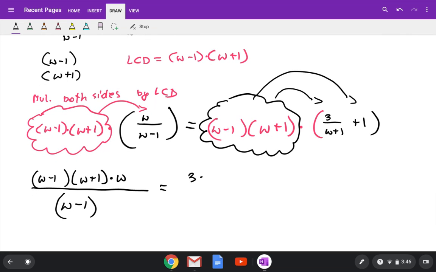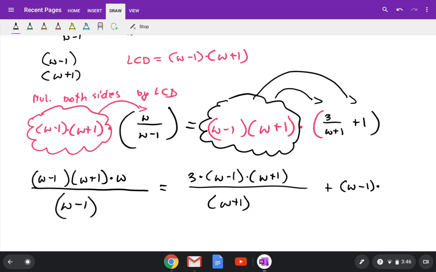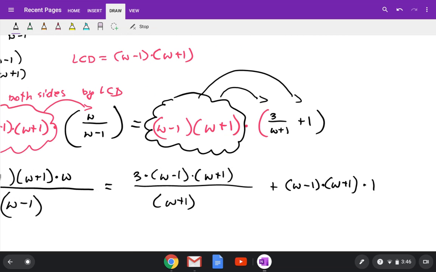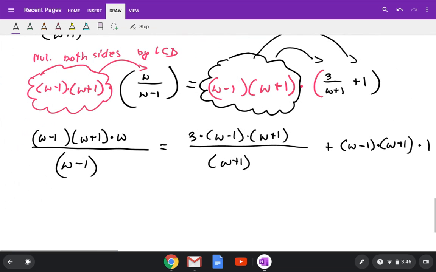So now we have 3 times w minus 1 times w plus 1 over the denominator, which is w plus 1, plus, and then that LCD times 1, which will be just w minus 1 times w plus 1 times 1. And now you're going to simplify. If you did that correctly, you should not have a fraction. Okay, so a lot of stuff is going to cancel. w minus 1 will cancel.